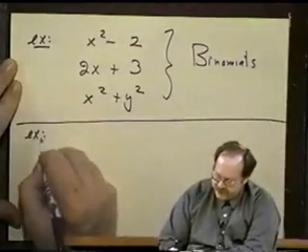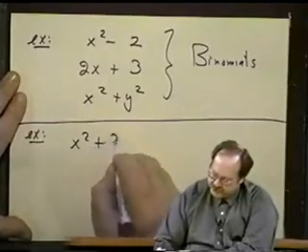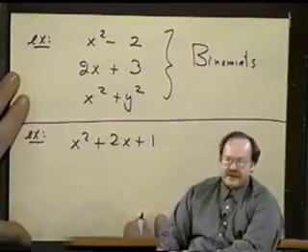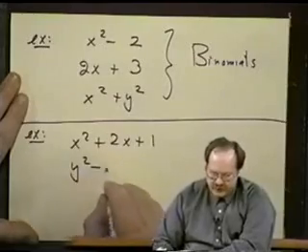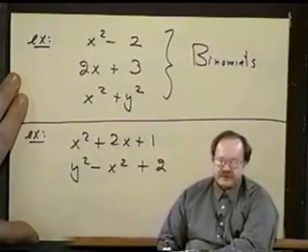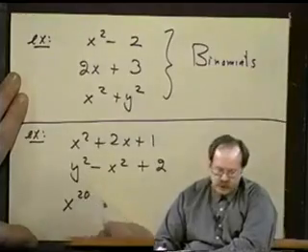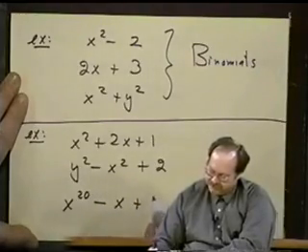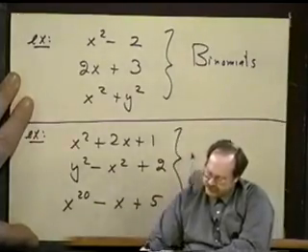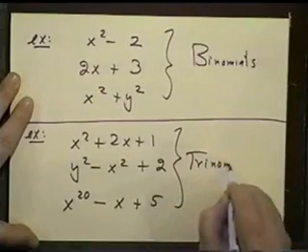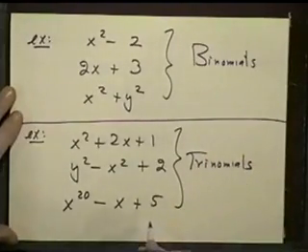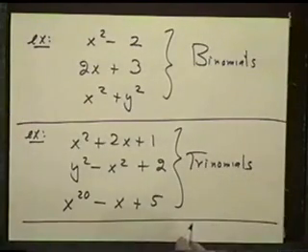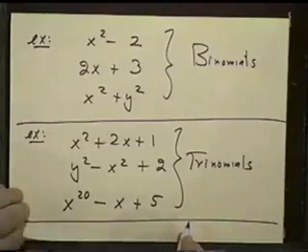Likewise, just for the record, x squared plus 2x plus 1 is a trinomial. y squared minus x squared plus 2 is another trinomial. x to the 20th minus x plus 5 is a trinomial. So these are all trinomials. They have three. And for the rest of them, as I say, we just call them generically polynomials. We don't have any special names. Well, on that note, let's define finally a polynomial in one variable.